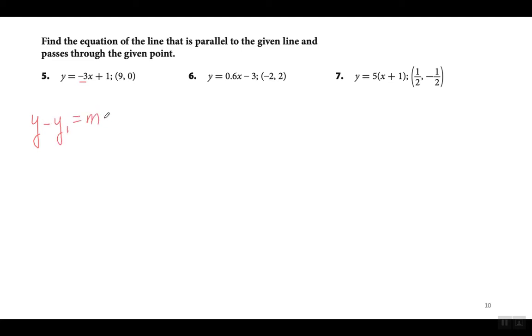Alright, so look, the slope is negative 3. Alright, so in point slope form, it's going to be y, and that's the slope, and this is x1, y1.